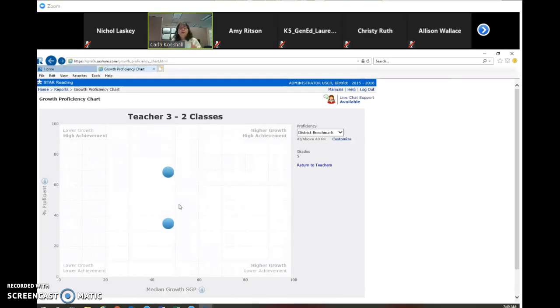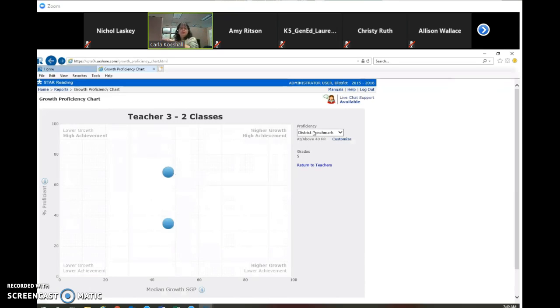All right, so this is exactly what we were just talking about, how we can see growth and proficiency in one place. And this is a really cool view to be able to see your students. So up on the left, you see percent proficient. So the higher that blue circle is, the higher the percentage of your students that are meeting proficiency.